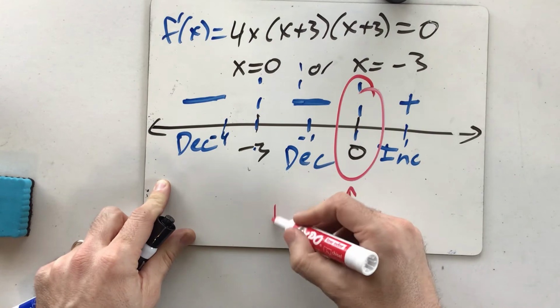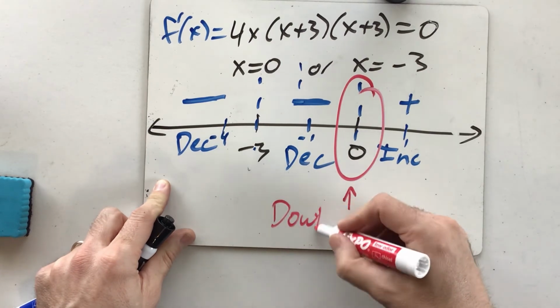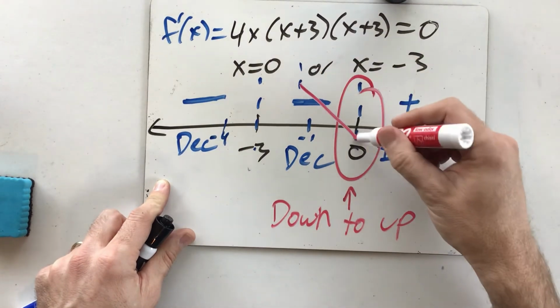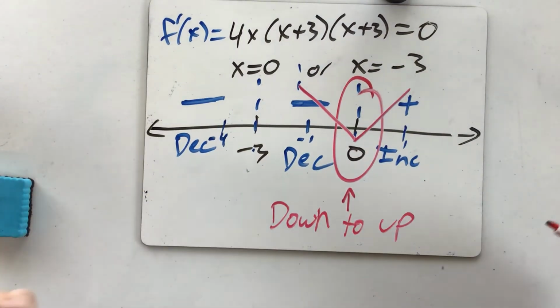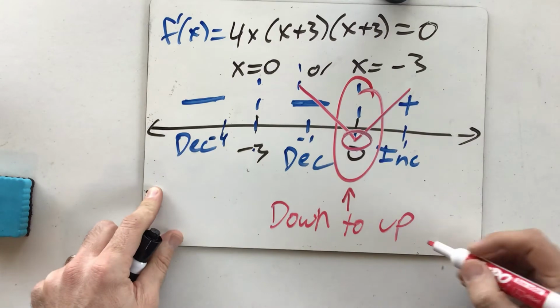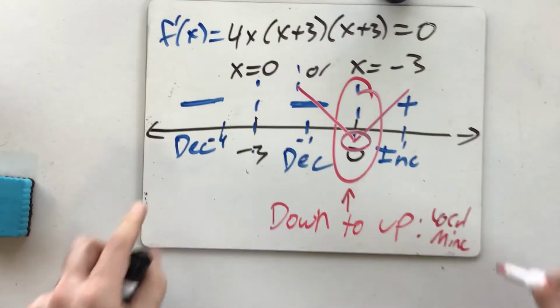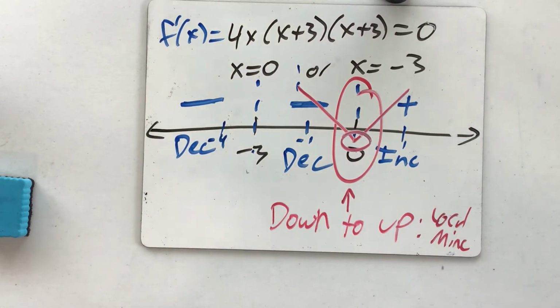It switches from down to up. So what that means is our graph had to come down here and up here. So no matter what the shape is, this spot must be a local min. Let's make this a little more precise with what's called the first derivative test.